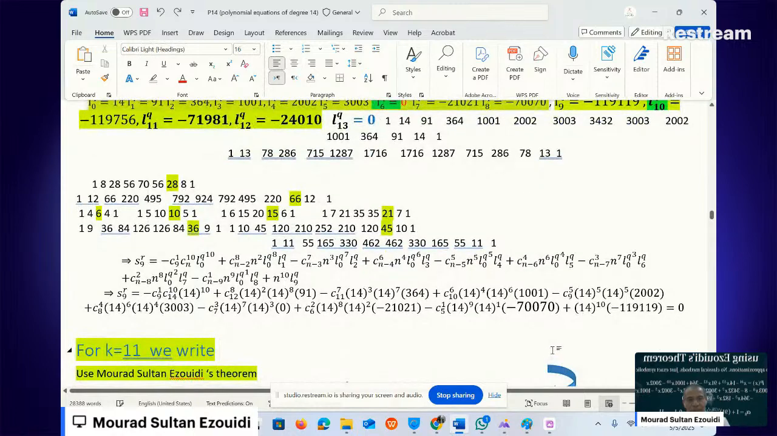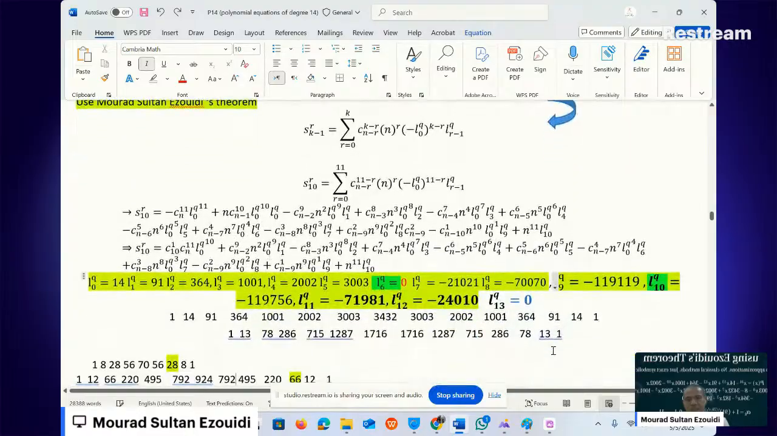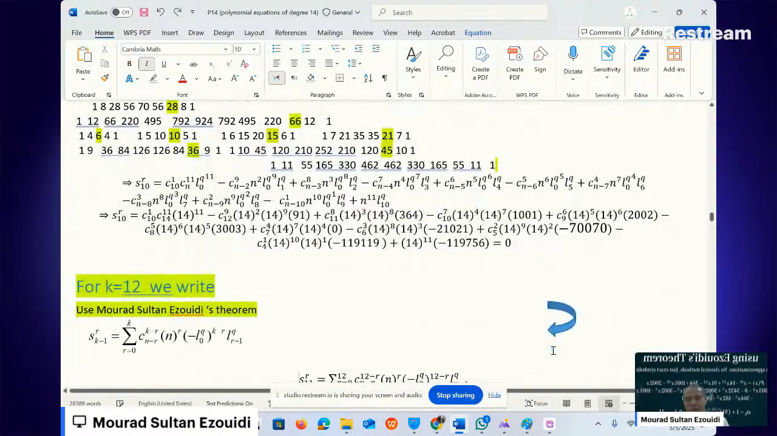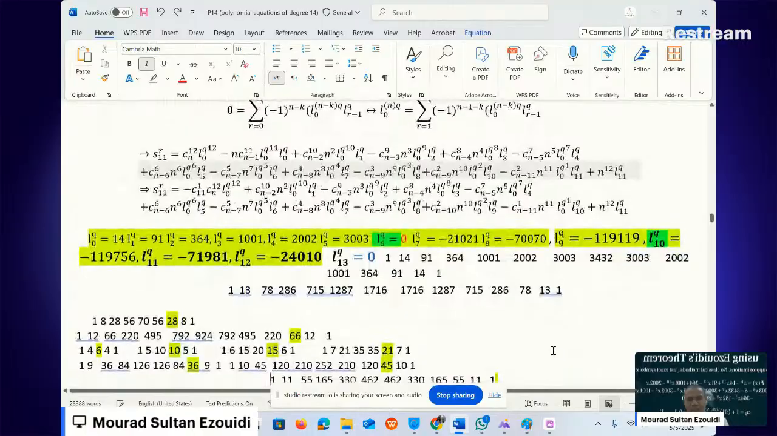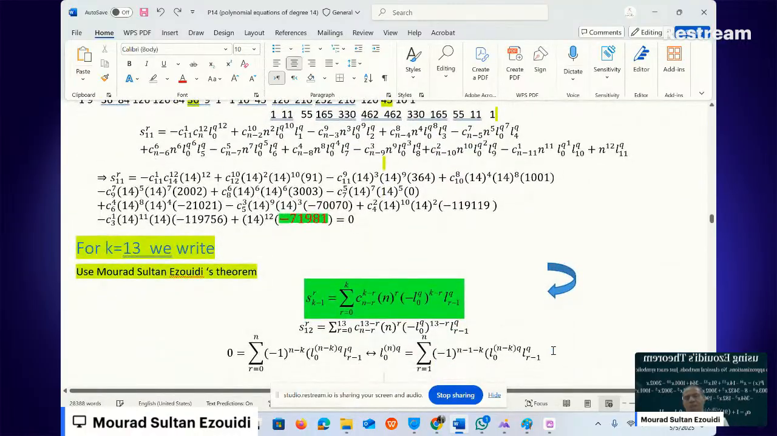equals 11. Yes, this is k equals 11. I will obtain S10. S10 is going to be equal to now. We proceed with S11. Yes, this is S11 now. S11 is going to be equal, yes. Take all this image here. S11 is going to be equal to 1, so it's going to be equal to 0. Then I comes here now.